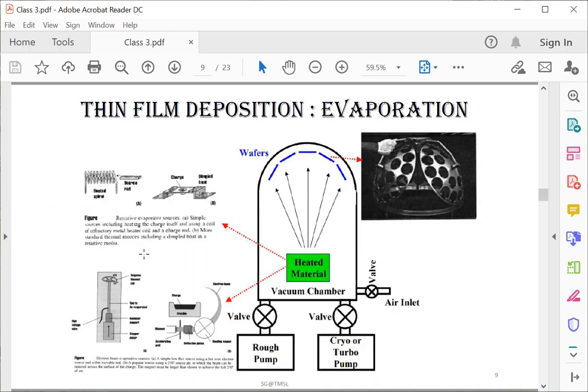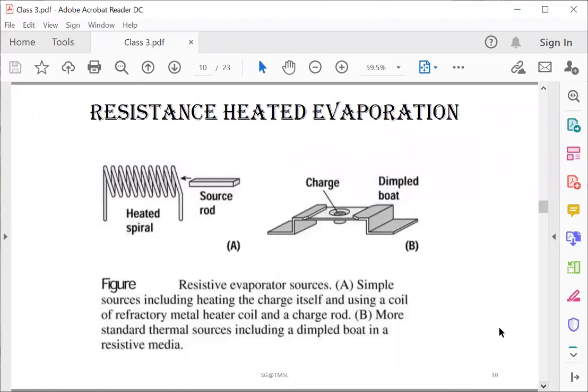So this small picture is enlarged in the next section here, which is called resistance heated evaporation. Now for the crucible here, you can see the heated spiral, or you can use a simple boat spiral, a dimple boat. Both can be used. So this is actually the heating element.